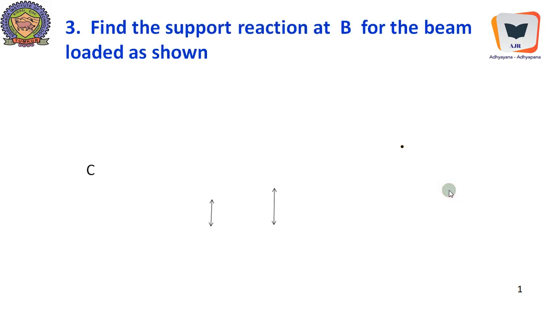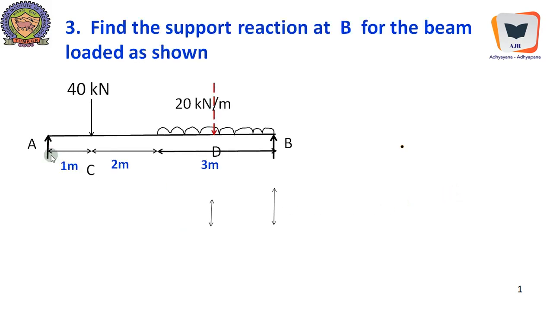Now find the support reaction at B for the beam loaded as shown. So here is a concentrated load. This particular problem is a little different when compared to the previous one. It has just one small change, and here we have a UDL. And as we have understood before, a UDL cannot be directly handled anyway, it should be converted into an equivalent concentrated load.